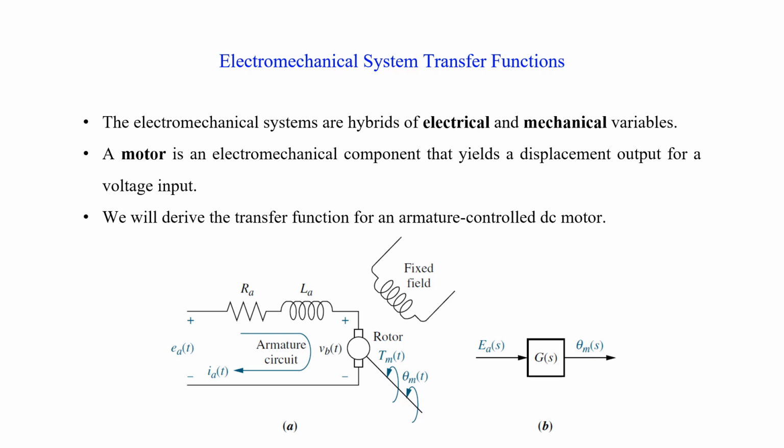We have to find the transfer function G(s) for this kind of motor, where the input of this transfer function will be the applied voltage Ea, and the output will be the angular displacement theta m, as shown in figure B. We will study the components and all the currents and voltages of the motor in more detail in the next slide.